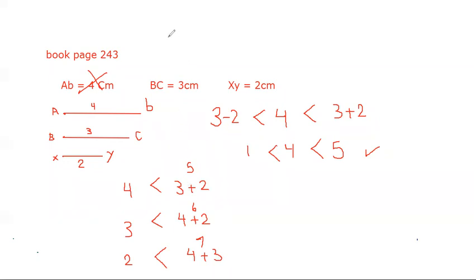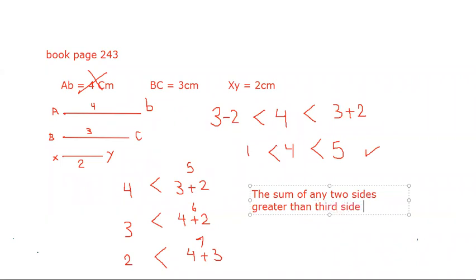Could you please tell me the sentence again? The sum of any 2 sides is greater than the third side. Understood, grade 7? The sum of any 2 sides is greater than a third side.